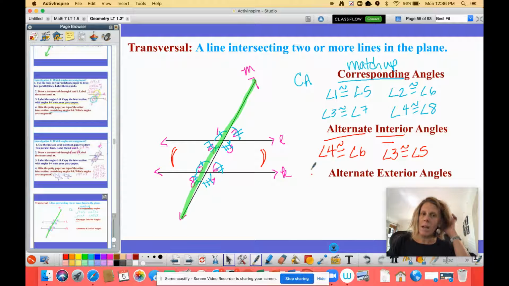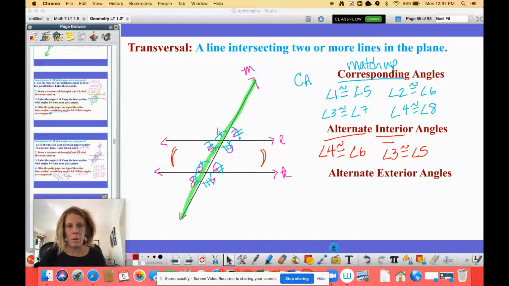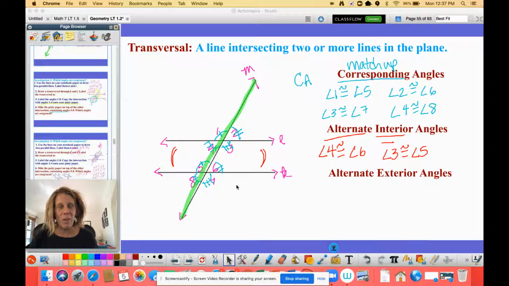Now think about that. If we know that angle 2 corresponds with angle 6, they're the same measure, right? And then we also know that 2 and 4 are the same measure because they are vertical angles. So 4 and 6 must be the same measure too. That's just another way that you could prove that. Looking at different relationships with angles.